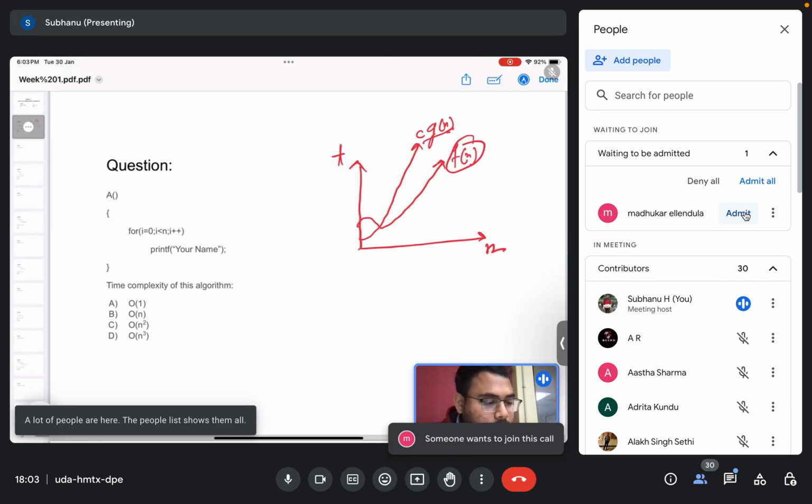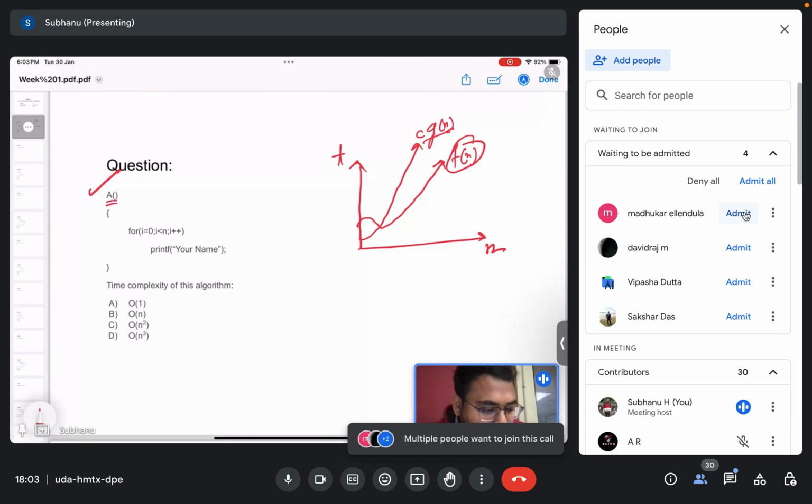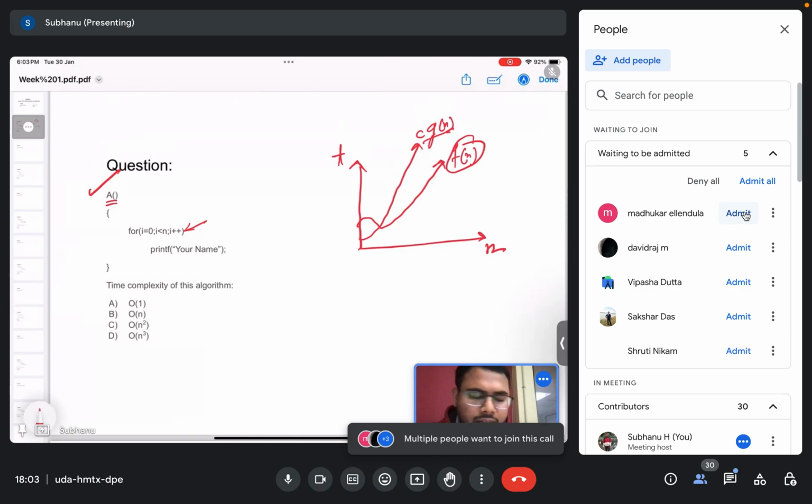There is a question given that we have a function A, and there is a for loop. I have written this program. This is not based on any programming language, but it is a general kind of approach.